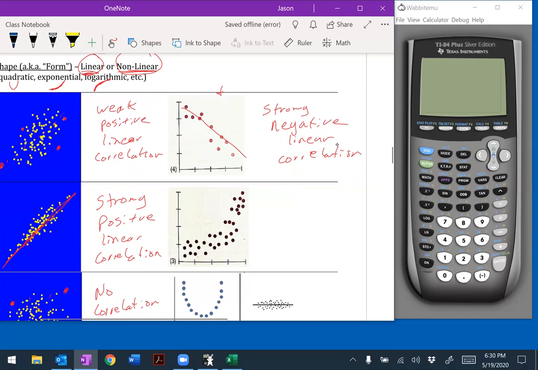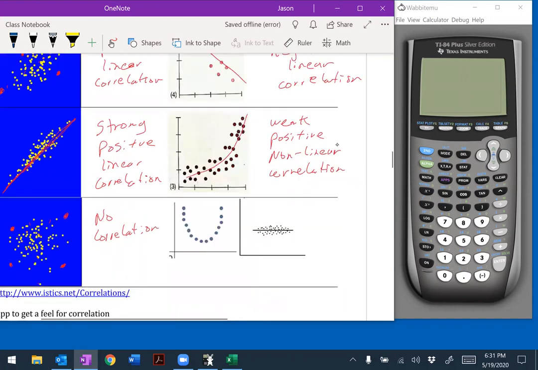What about this one? Is this linear? No, I wouldn't say that it's linear. I would say that it's curved. I would say that this is a weak nonlinear, it's positive because it's going uphill. Weak positive nonlinear correlation.